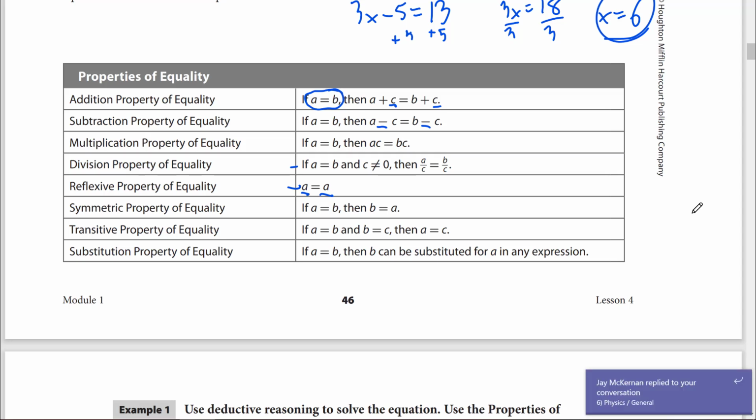Symmetric property of equality, I know you guys have used before. I've seen you use it. If A equals B, then B equals A. It doesn't matter which way I flip them. If they equal each other, it doesn't matter which one I list first.